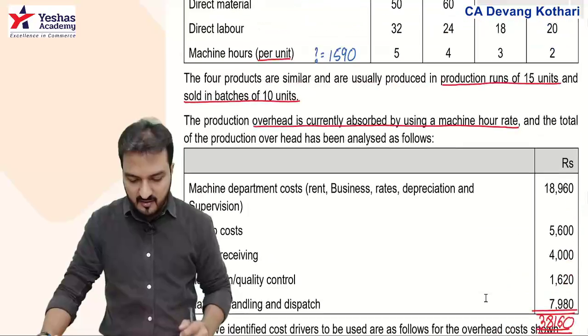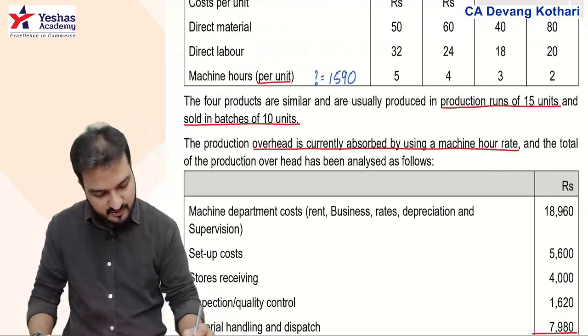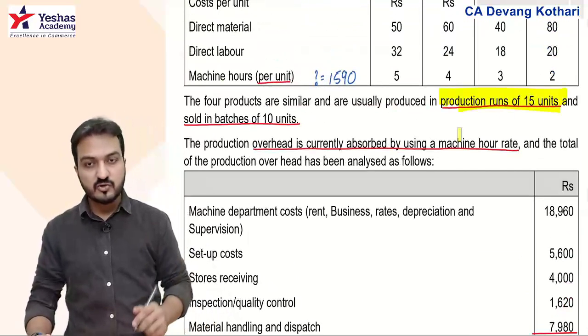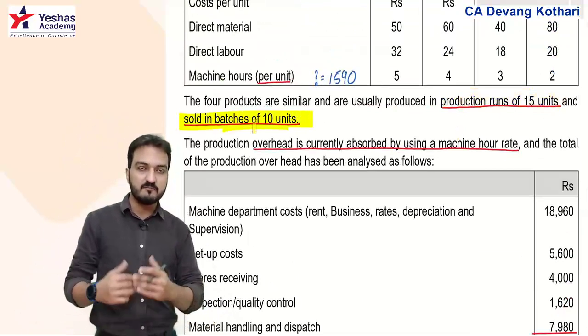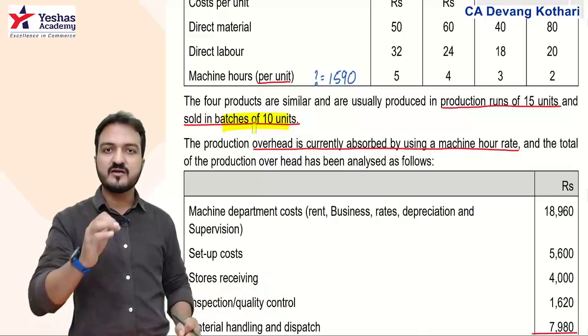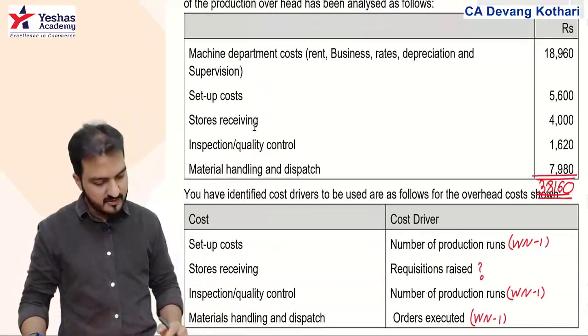Notice you were already given the batch size of production runs and you're also given the sales batch size. Using that, you can find the number of production runs. You'll also find the number of sales orders. Yes, they have still clarified.